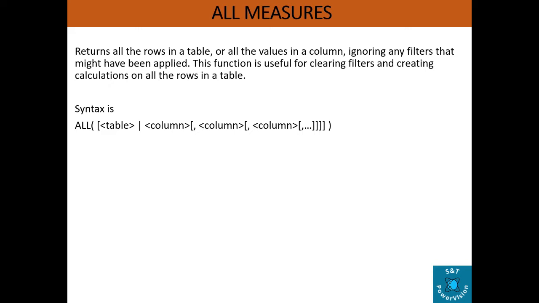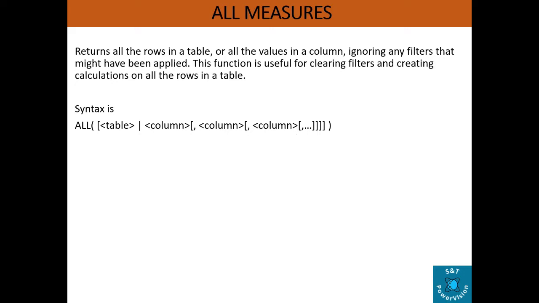Basically, it returns all the rows in a table or all the values in a column, ignoring any filter that might have been applied. This function is useful for clearing filters and creating calculations on all the rows in a table. Its syntax is ALL, then the table name, then the column. For the columns we want to apply it to, we'll give the input here.